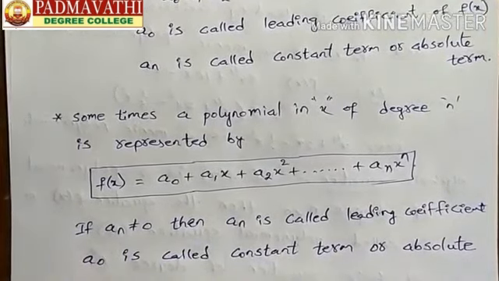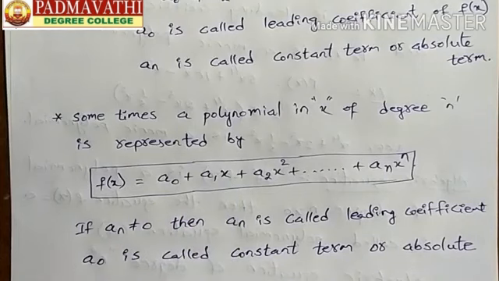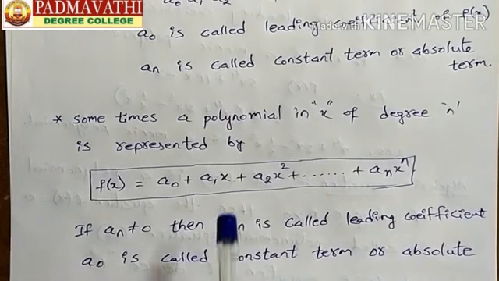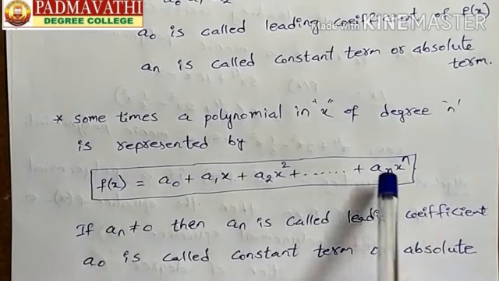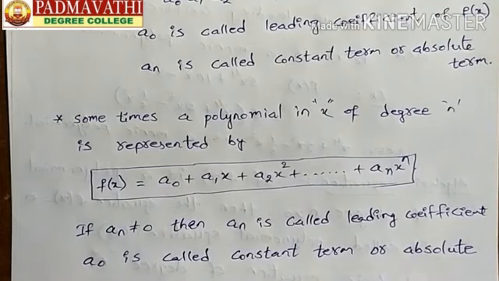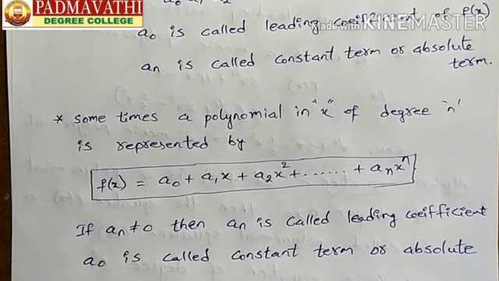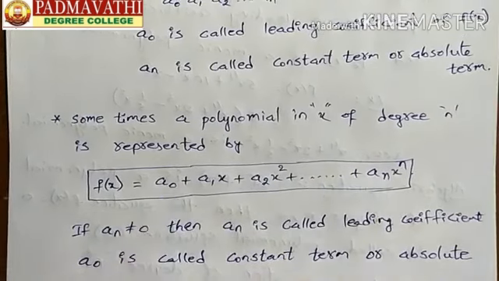Now in this case, if you are writing the nth degree polynomial in this form, then an is called the leading coefficient, and a naught, a1, a2 and so on up to an are all called coefficients. Among all the coefficients, an is called the leading coefficient and a naught is called the constant term or absolute term. So this is the only change from the previous case. We just changed the order of the coefficients from left to right. That's why here the leading coefficient is an and the constant term or absolute term is a naught.